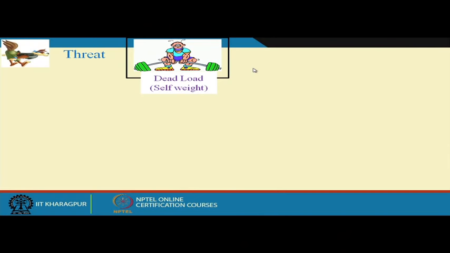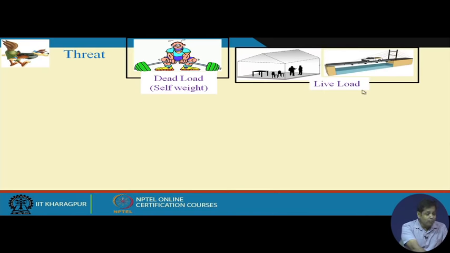The first load is called dead load, which is the self weight of the structure itself. Then live load means the loads which are live. For instance, if you take a building, the self weight of the building is the dead load. Other than that, you have the load from the occupants of the building and from the furniture. If you take a bridge, in addition to its self weight, the vehicles and passengers moving over the bridge exert some load on it. Those are live loads. These two, dead load and live load, are the most common types of load that we consider in any structural analysis and design.